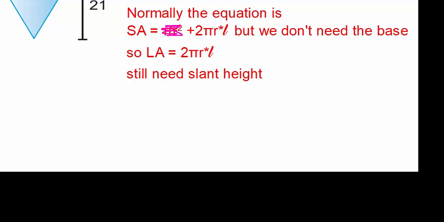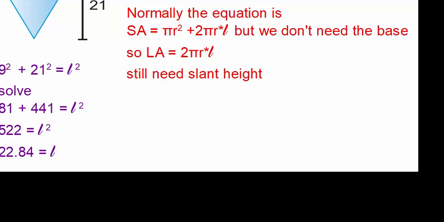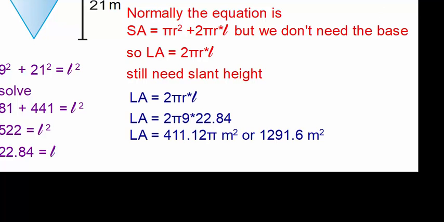So I still need to find the slant height. To do that, I'm going to use the Pythagorean theorem. Notice that this is the diameter, not the radius, so I needed to plug in a 9. Number crunching that, I end up getting a slant height of 22.84. I am expecting it to be larger than either one of my other two numbers. Plugging that in and number crunching, I get 1291.6 meters squared, because area is squared.